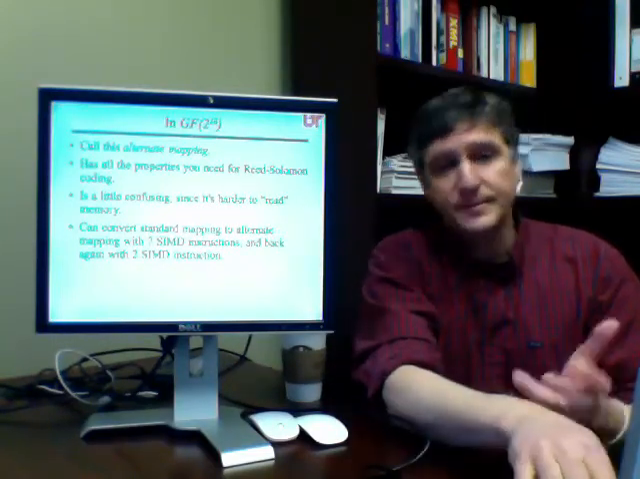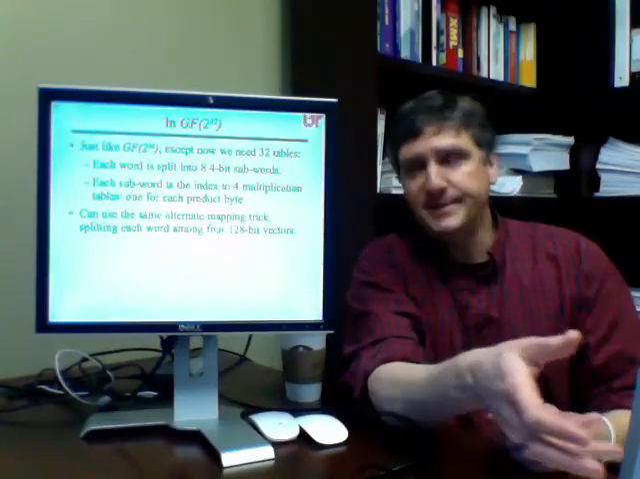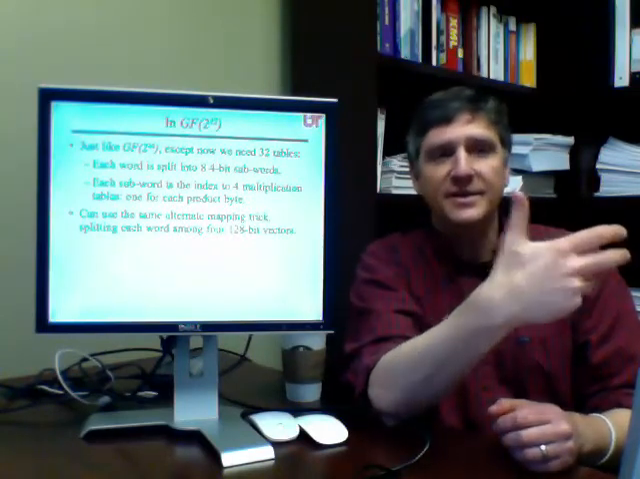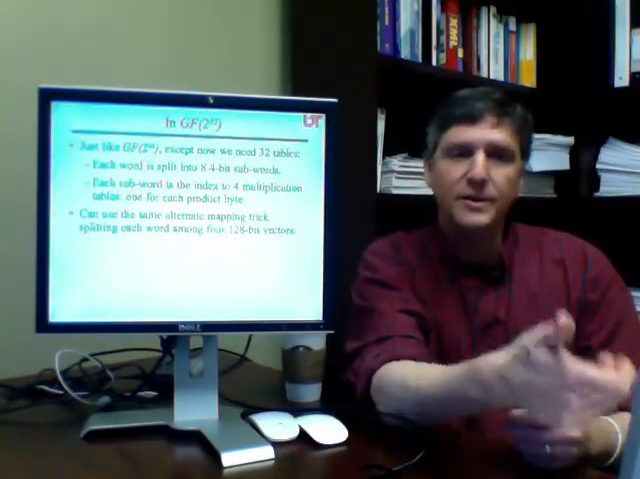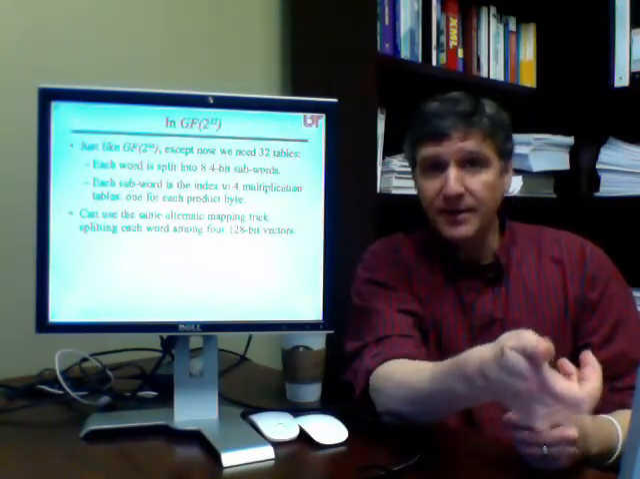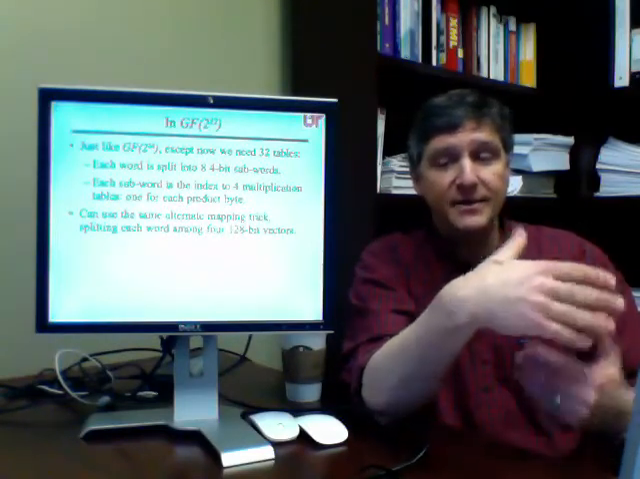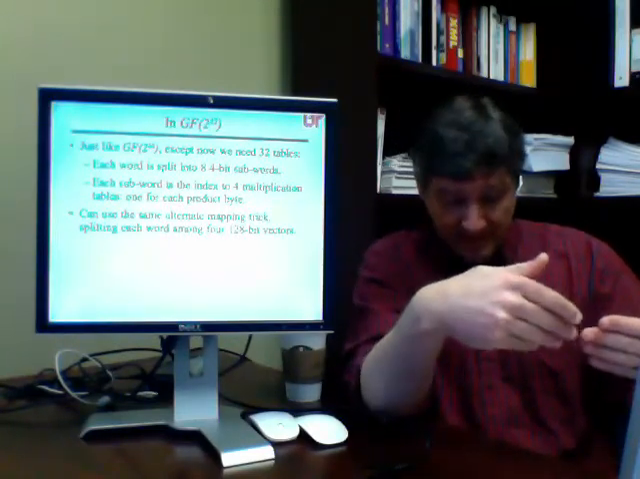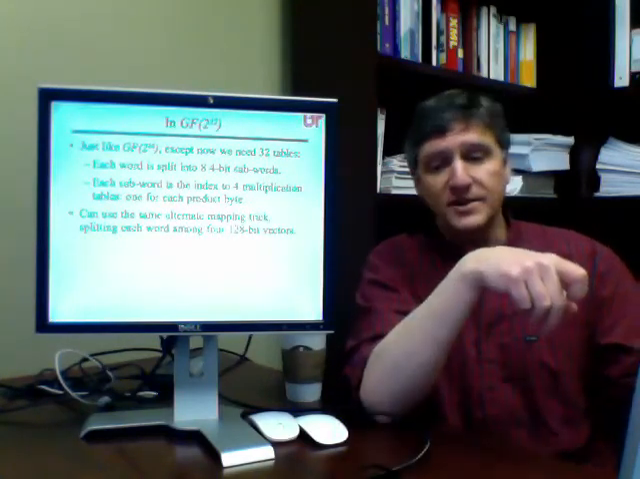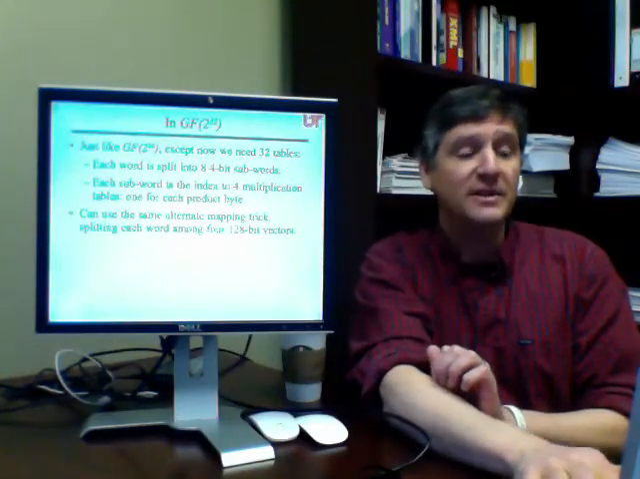Now in GF(2^32), same thing, only now it's really disgusting because each 32-bit word is 8 4-bit words. Each product is 4 bytes, so you got to have 32 tables to do your table lookup. It's the same alternate mapping technique, only now instead of having 2 vectors, you're going to have 4 vectors, and each word is split over 4 vectors, so it's even harder to read. But you can still do everything that way.